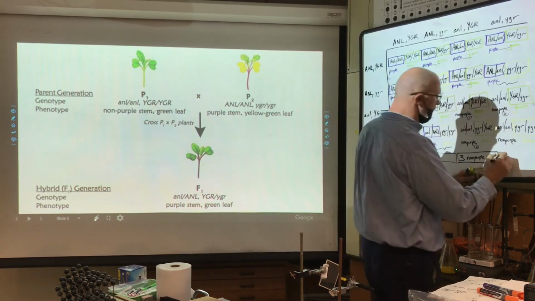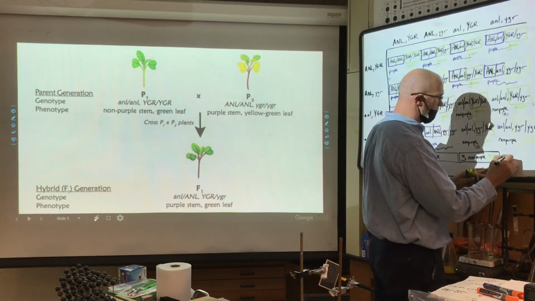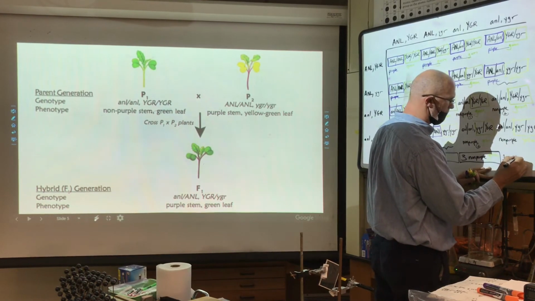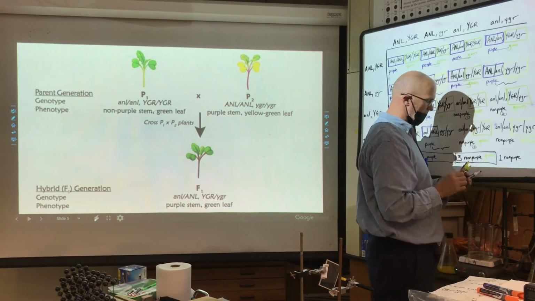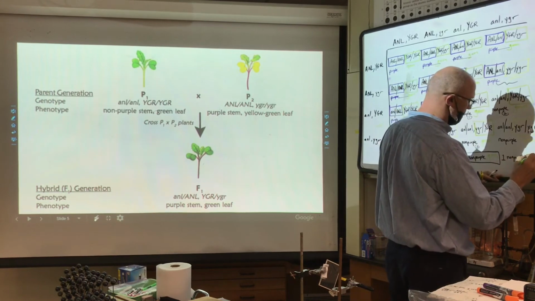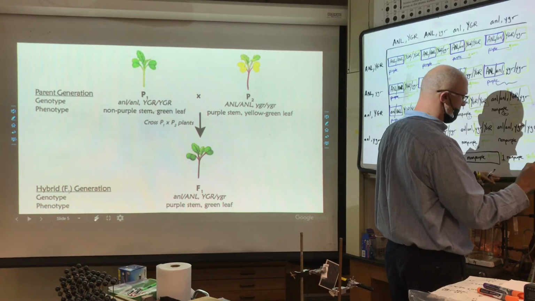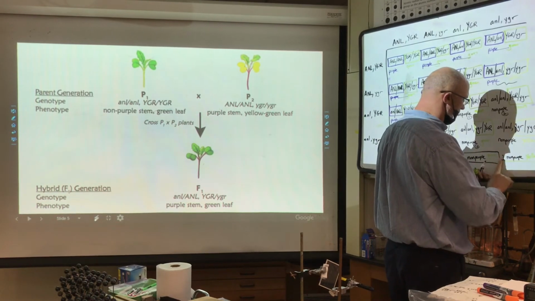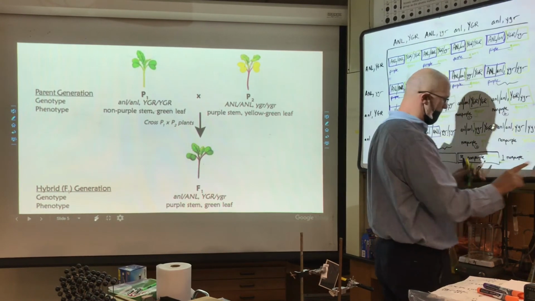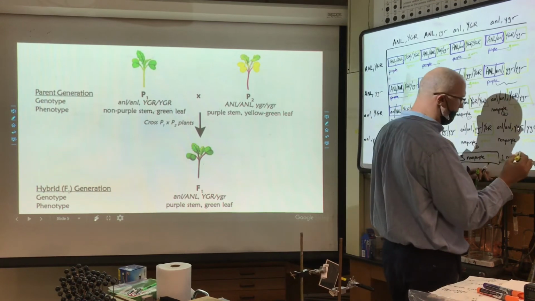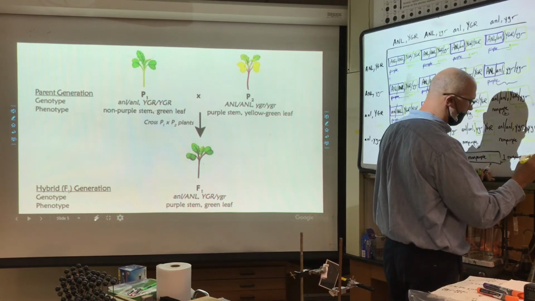We got one non-purple. Can I borrow the green again? I used the other one. That's a double homozygous recessive. I have green here, so I have the wrong color. Only one is non-purple yellow. That is the rare guy, right, or gal? That's the double recessive.